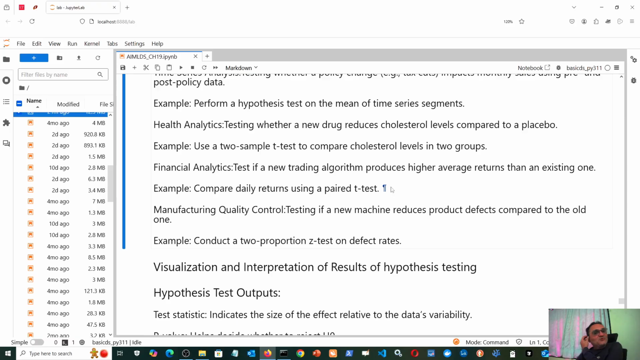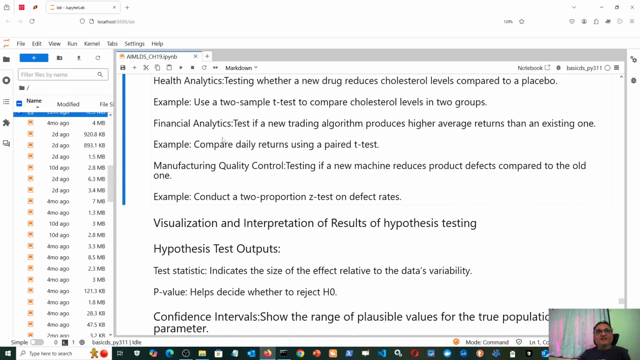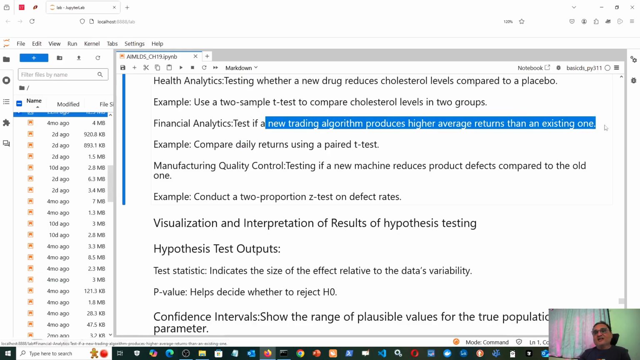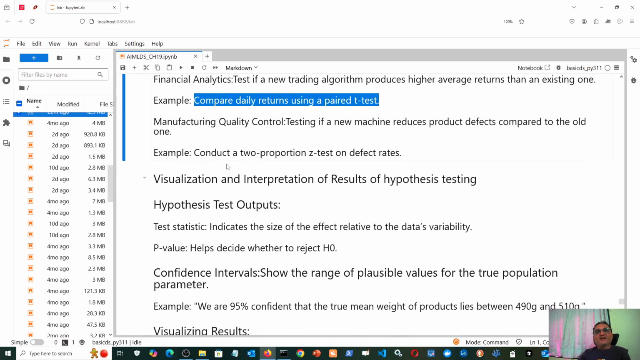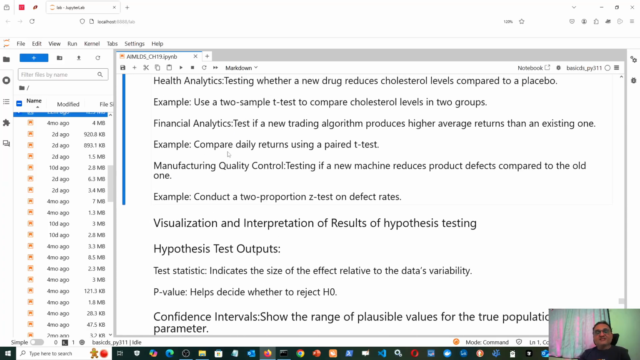And second is you will have to design your hypothesis and you will have to make your algorithm such that it can handle streaming data properly. So an example will be, if you want to test whether a new trading algorithm produces higher average returns or not, then compare the daily returns using a paired t-test. So today you try that new algorithm, and on the same stocks you try the old algorithm also, then tomorrow, day after tomorrow, maybe for the next 50 to 100 days, you try both algorithms on the same stocks, and then you compare them using the paired t-test.